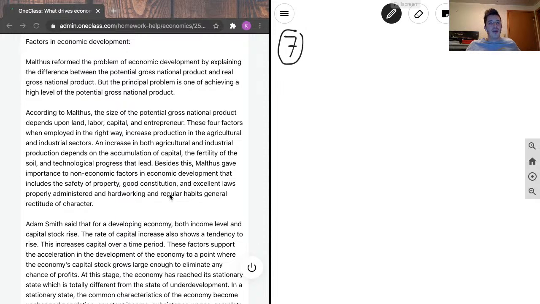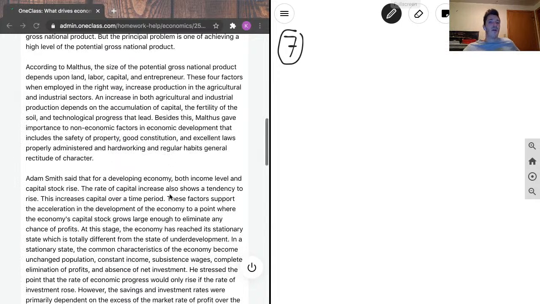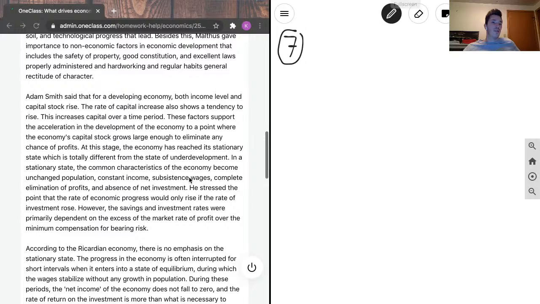An increase in both agricultural and industrial production depends on the accumulation of capital, the fertility of the soil, and technological progress. Besides this, Malthus gave importance to non-economic factors in economic development, which include the safety of property, good constitution, and excellent laws, properly administered, and hardworking and regular habits, general rectitude of character.